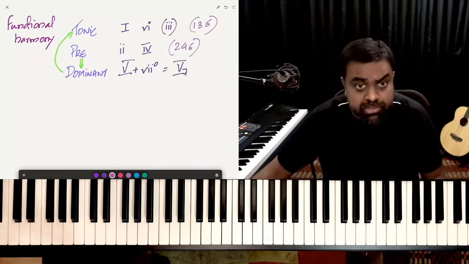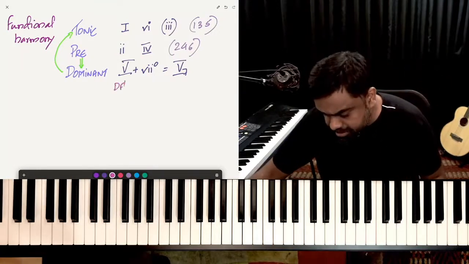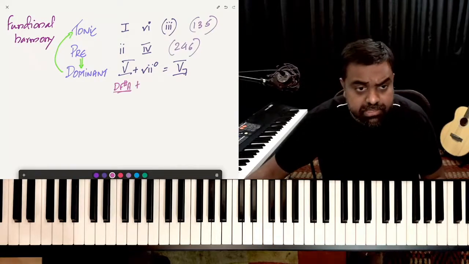Just to prove it to you, in the G major scale, what is your 5 chord? G, A, B, C, D. So that's D major, D, F sharp, A, plus what? What is the 7 diminished?